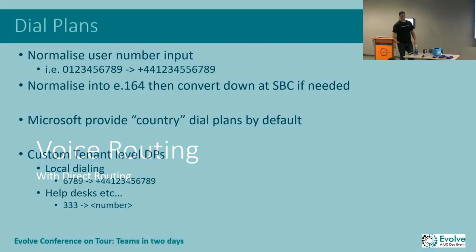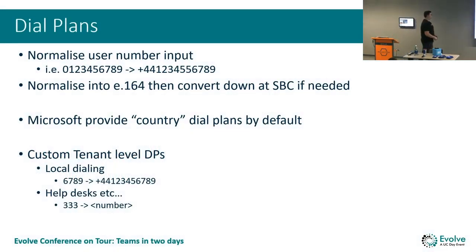Voice routing with direct routing. Dial plans. You'll be familiar with dial plans from the Skype for Business days. A dial plan is what is responsible for taking the number that a person types into the dial pad or clicks on a tel URI, and it normalizes it. So generally, you want to normalize it into E164. E164 is the international standard for dialing, so plus country code number. So if we've put a 0, we've got a rule that will drop the 0 and put a +44 on, okay?